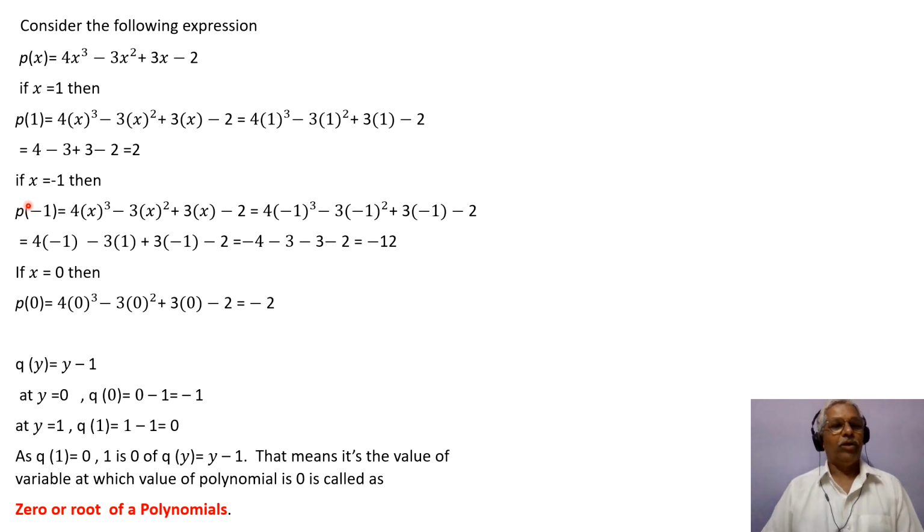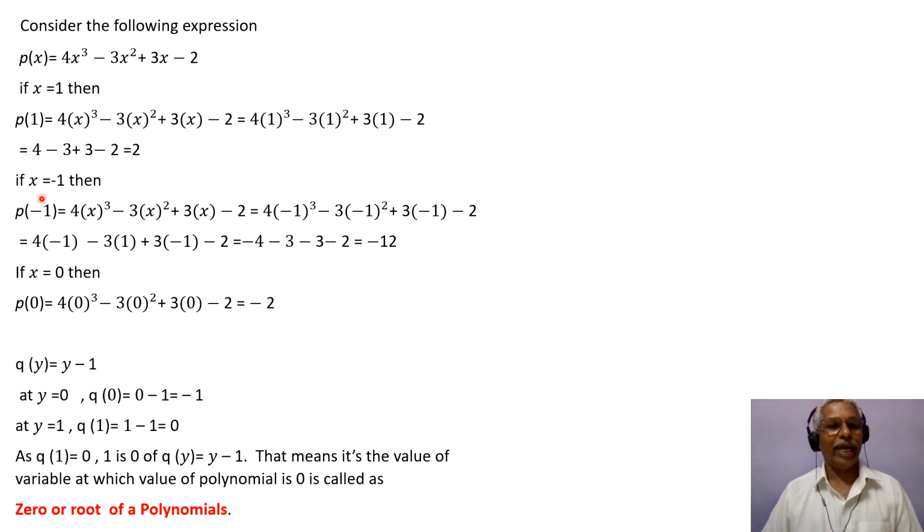Now we will check for x equal to minus 1. Then p(minus 1) is equal to 4 into minus 1 cube minus 3 into minus 1 square plus 3 into minus 1 minus 2. If you solve this, you get 4 into minus 1 minus 3 into 1, since the square is 1, plus 3 into minus 1 minus 2. So minus 4 minus 3 minus 3 minus 2 is minus 12.